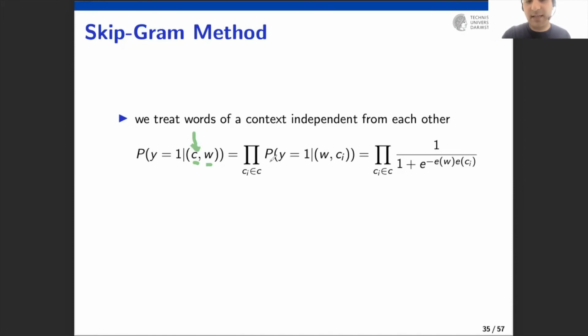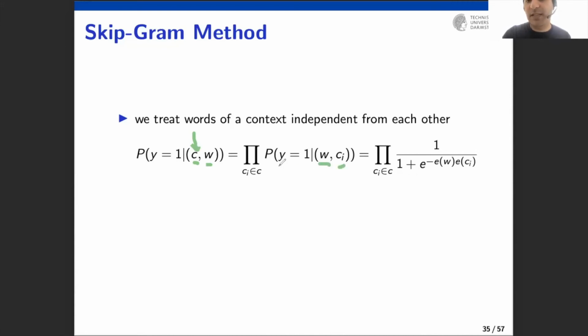So to calculate this probability, we can say this probability equals the probability of word W being a good fit to any word in the context.